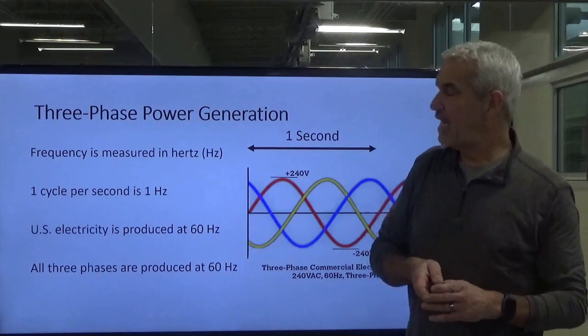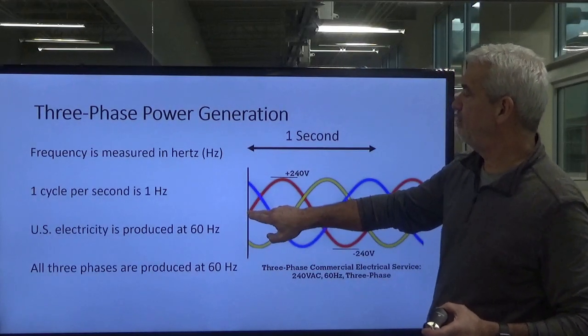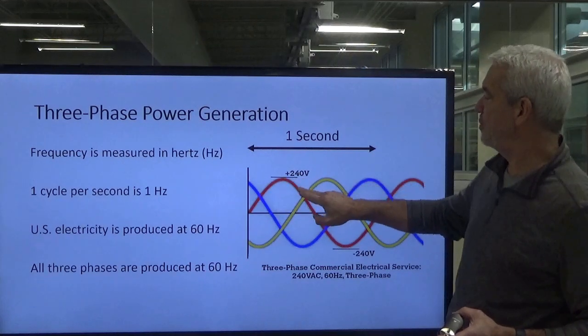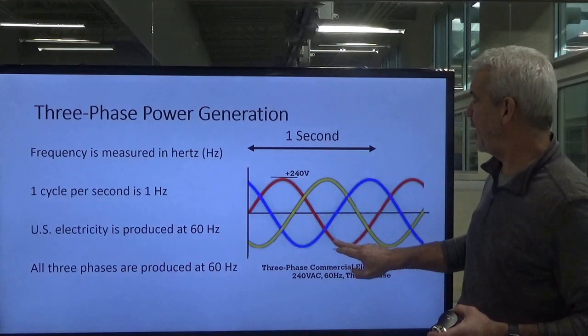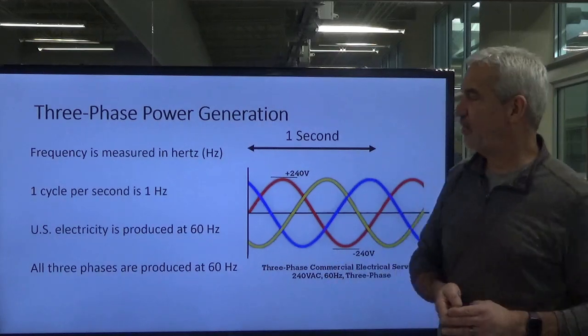And every time the magnetic field passes one of the coils, and then comes to 180 degrees from there to here, that is one cycle.